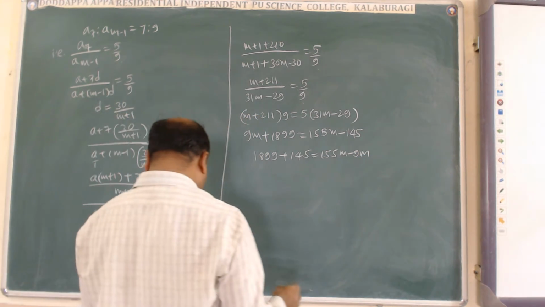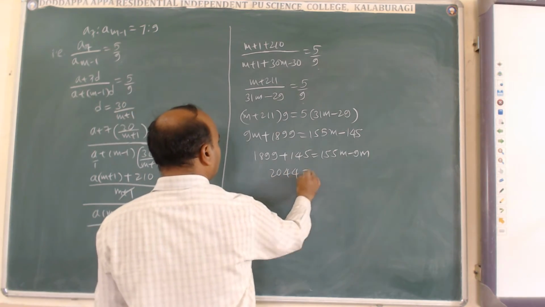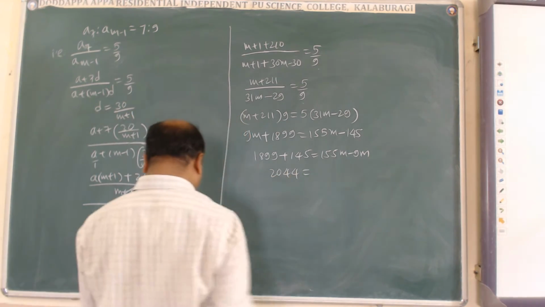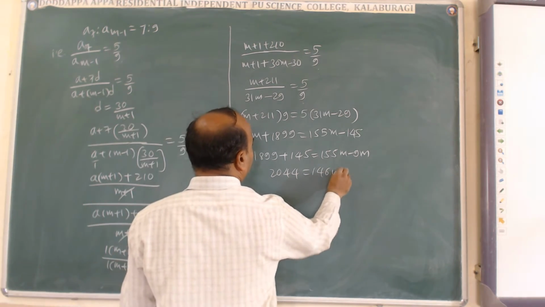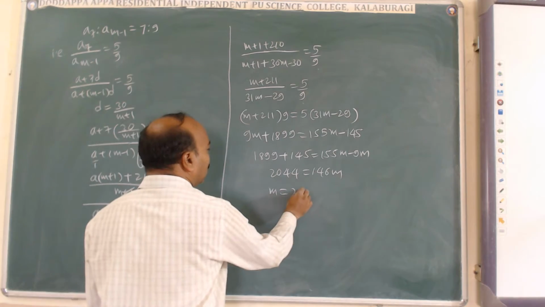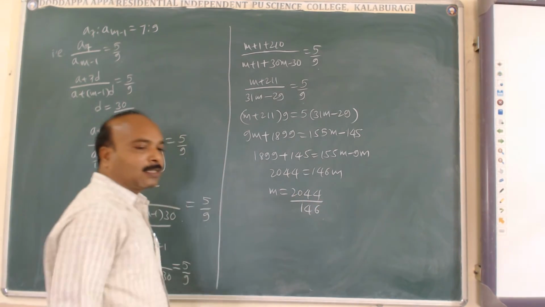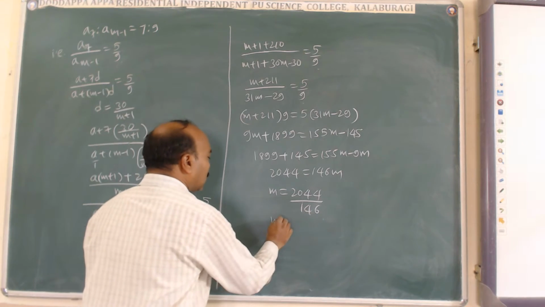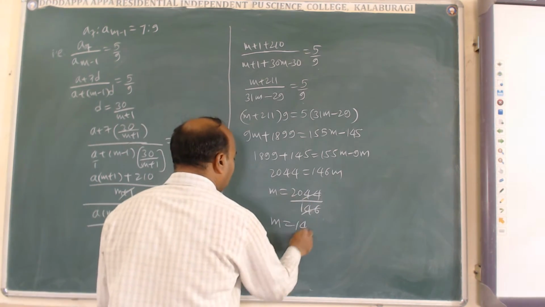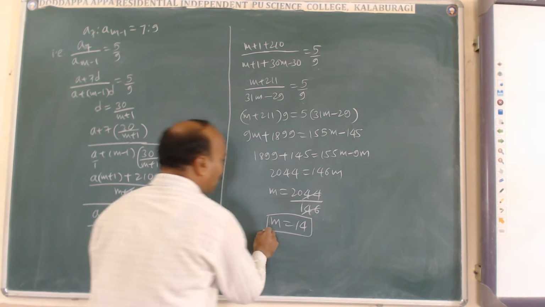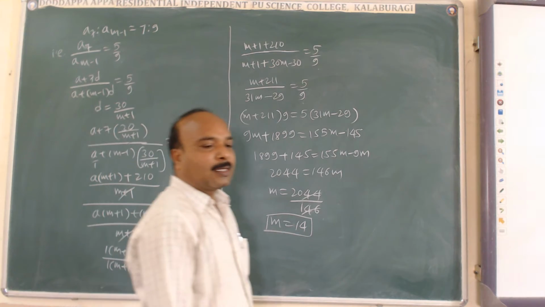Now adding these two, we get 2044 equal to 155m minus 9m, it is 146m. Therefore m equal to 2044 by 146. We cancel these, we get 14. Therefore the value of m is 14. Like this you calculate the value of m.